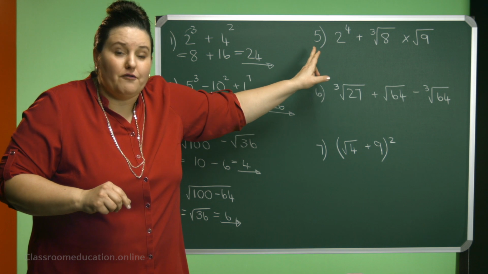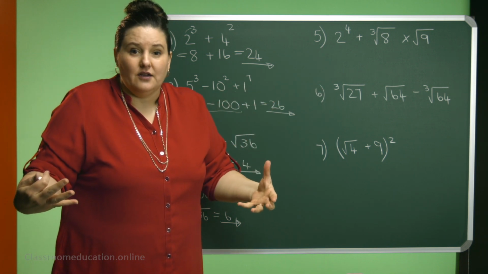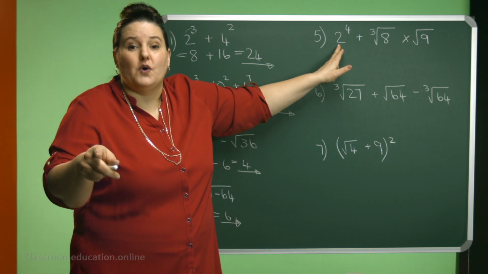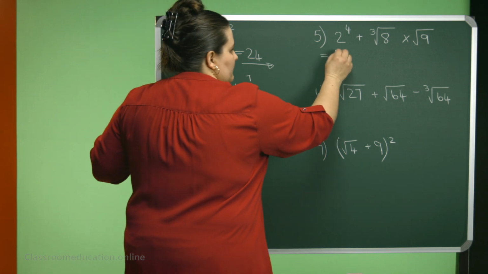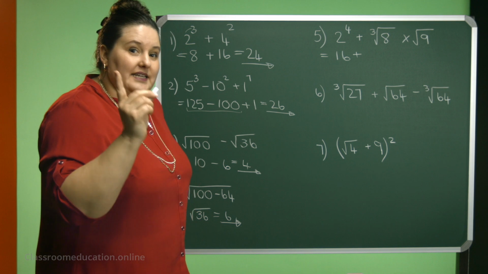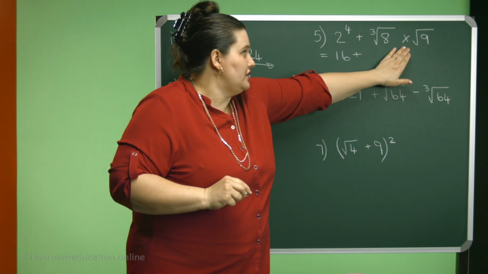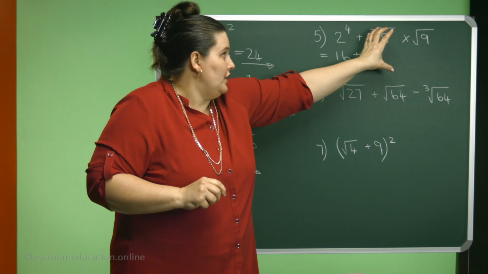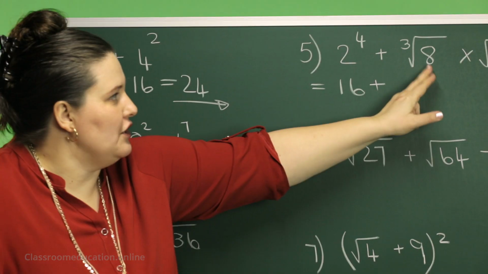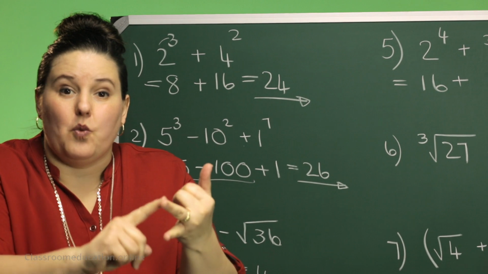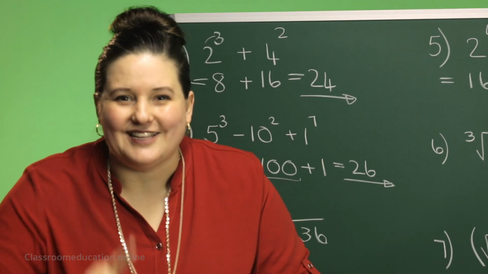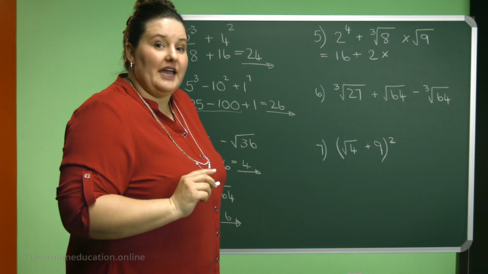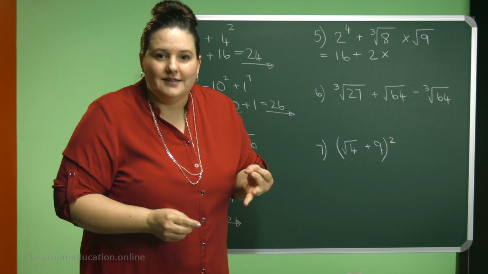Will the 2 to the power of 4 now change my question or my answer? No, so I can calculate that. I can say 2 to the power of 4 is 16. Now here, let's have a look. We need to do multiplication first, but actually this power or the square root, the cube root, need to be done first. So the cube root of 8. What times what times what is 8? It's 2. Times the square root of 9. What times what is 9? It's 3.